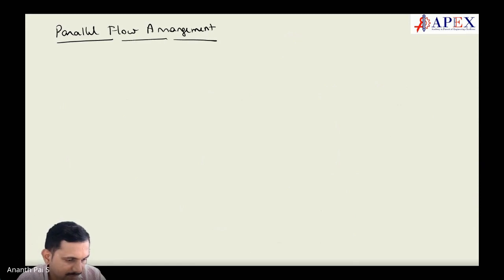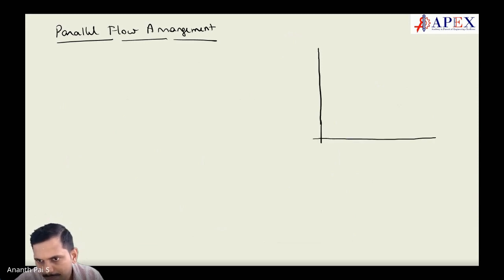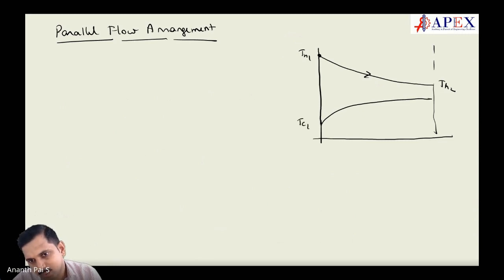Parallel flow. Okay. So now, generally what happens is parallel flow arrangement. If you consider the parallel flow arrangement, how does it go? It goes from Th1 to Th2, right? And then Tc1 to Tc2, correct? This is the range.